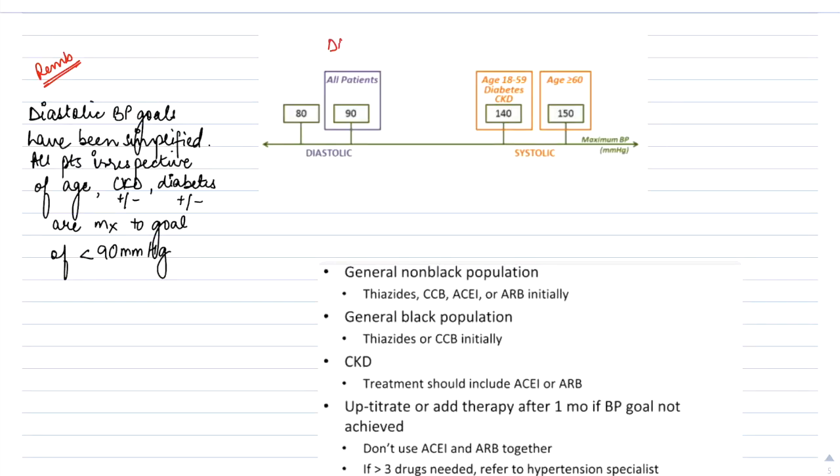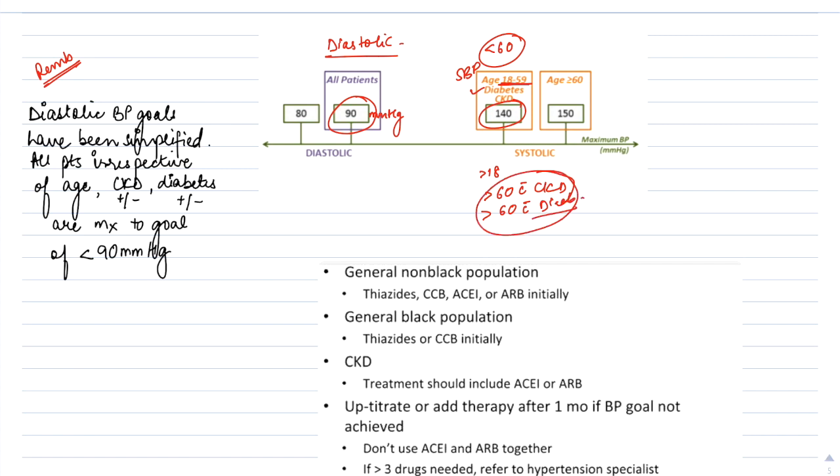So, the diastolic BP target for all patients is 90 millimeters of mercury, while for all patients 18 to 59 years, that is less than 60 years, the target systolic BP should be 140. Patients more than 60 with CKD or with diabetes are also included; their systolic BP target is 140. For all other patients with age more than or equal to 60 years, their systolic BP target is 150.